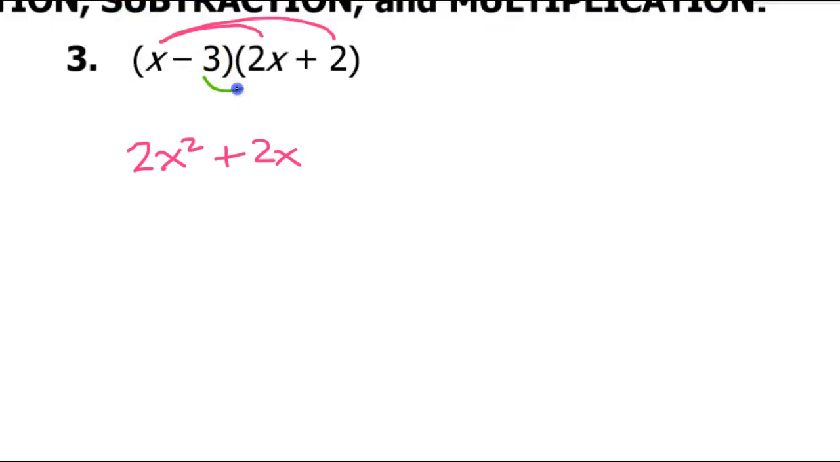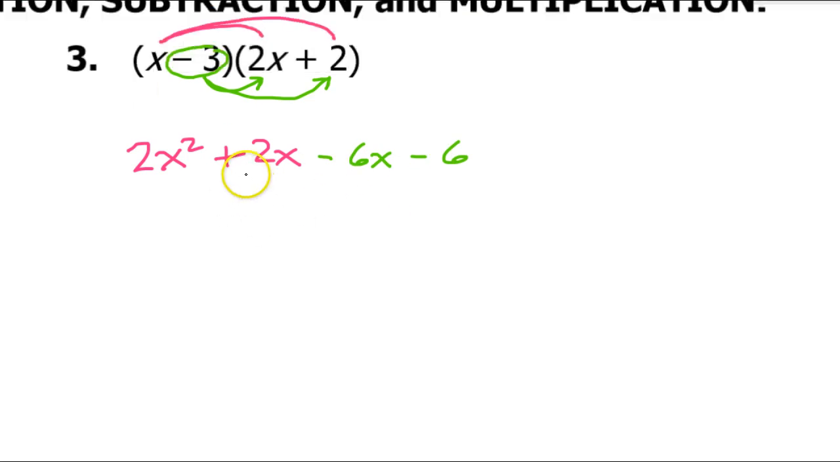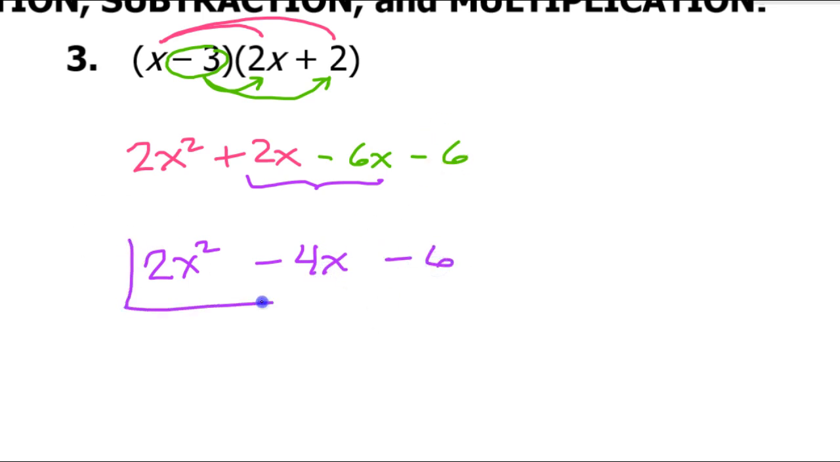All right, next I'm going to distribute negative 3. Include the negative sign. So negative 3 times 2x is going to be negative 6x. Negative 3 times 2 is going to be negative 6. All right, then you notice that we have like terms right here. So you bring down your 2x squared, but you combine these, and that gives you negative 4x. And then you bring down the negative 6 for the final answer.